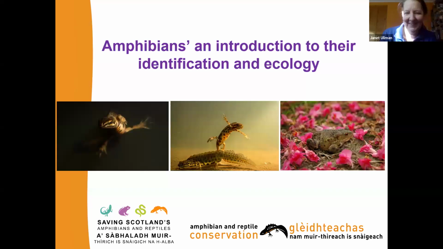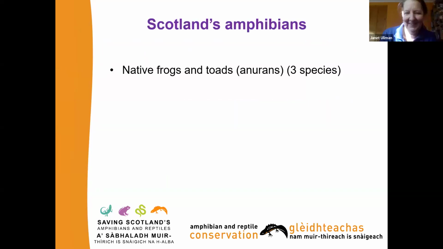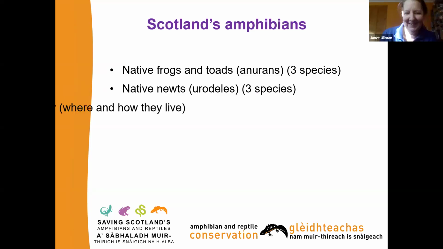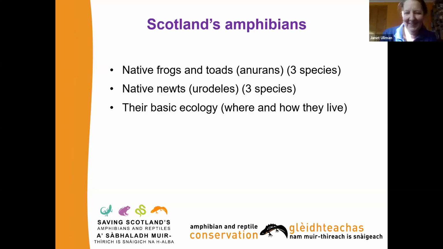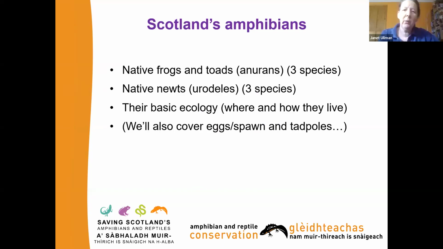That's what I do. So I'm here to give you a little bit of an intro into these amazing animals that we have in Scotland and a little bit about their ecology. So what am I covering today? We have our frogs and toads, and we have three Scottish species, otherwise poshly known as anurans. And we have our native newts, the Urodeles, and we have three species of those in Scotland as well. We will be looking at their basic ecology, where they are, how they live, their interactions, what they like to eat for breakfast. And also, we'll cover eggs, spawn, tadpoles, metamorphs, that kind of thing.